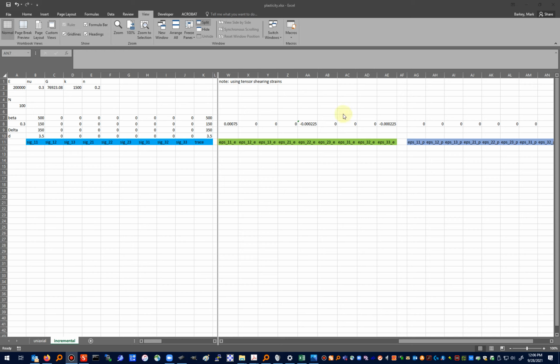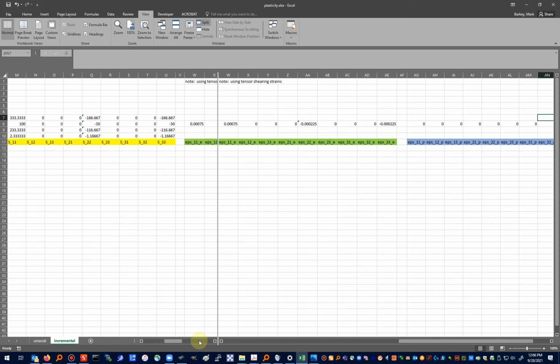Alright, so I'm going to continue on with my spreadsheet, and after thinking about it, we'll see if there's a more efficient way to set this spreadsheet up. But I have columns right now for the regular stress, deviatoric stress, and then the total elastic and the total plastic strains. We're also going to need some place to put the increment of elastic and plastic strains.